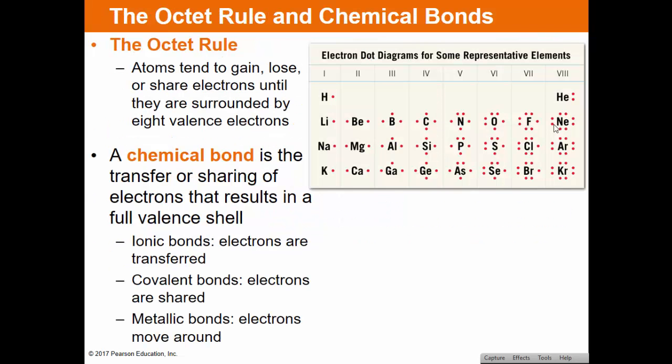All right, so the octet rule is that atoms will tend to gain, lose, or share electrons until they're surrounded by 8 valence electrons.